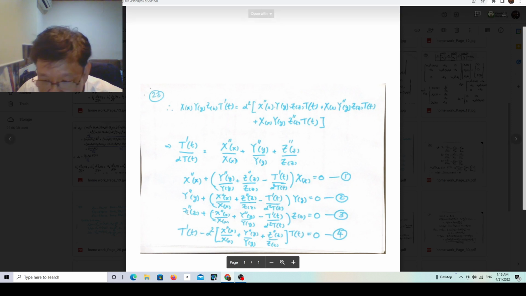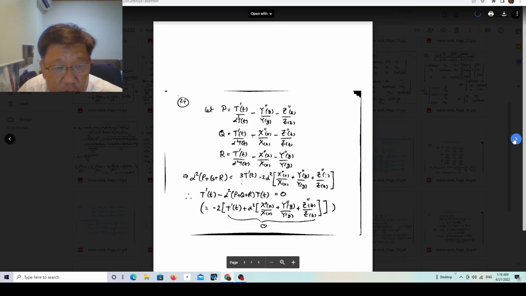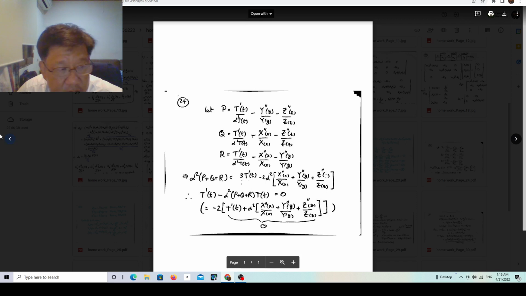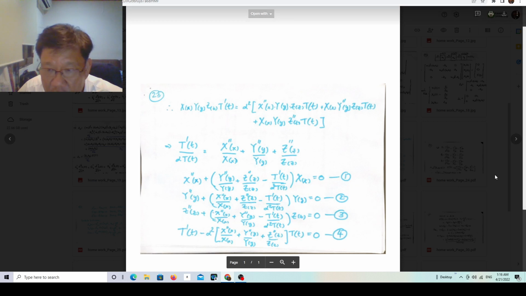Okay, so this one you get here. All of this, and then the next step is that you just make a substitution of p, q, and r, and then put this substitution in. This one is a little bit clearer, and you end up having this simplified form of the first order ODE of the t function. From here, you're going to get the ODE for this four equation.